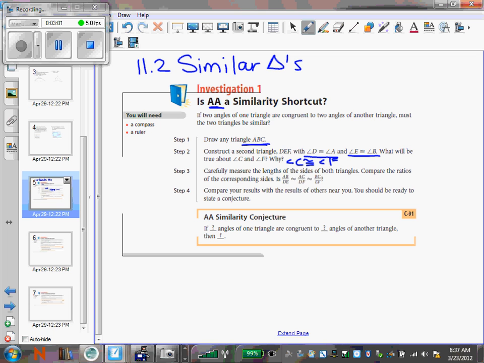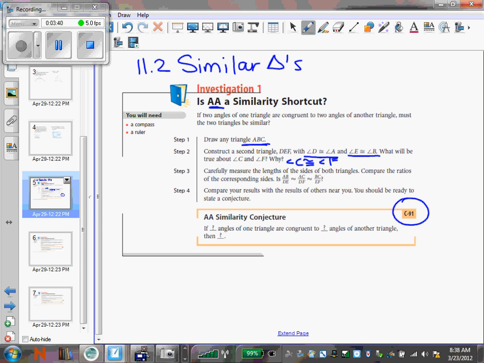After you've done that, step 3 says to measure the lengths of the sides in both triangles and then compare the ratios. Compare your results with others. That's what we're going to do in class tomorrow. But then I want you to make an educated guess on what you think the angle-angle similarity conjecture is going to say. You can go ahead and type this into your notebook. Tomorrow in class, we will make sure that you have the conjecture right.